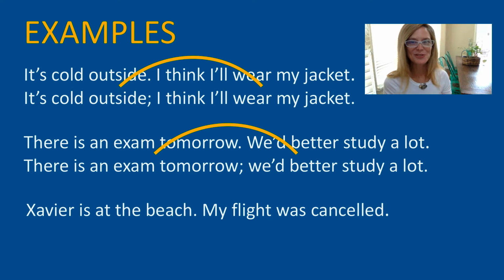Xavier is at the beach. My flight was canceled. These 2 sentences are good sentences. They're standing alone. They end in periods, but they have nothing to do with each other at all. Just because Xavier's at the beach, that has absolutely nothing to do with my flight being canceled. So there is no way I can add a semicolon to these 2 sentences because they're not closely related.